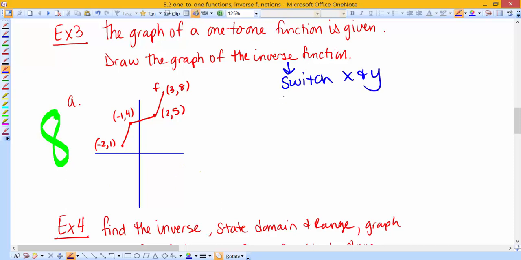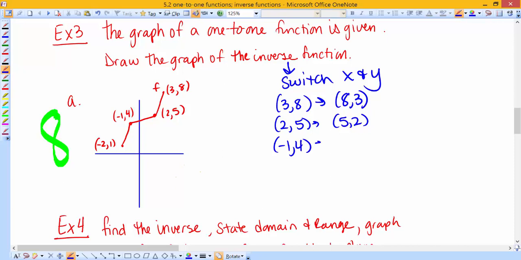x and y. So if I have the point 3, 8, that is going to become 8, 3, and so on and so forth. 2, 5 becomes 5, 2. Negative 1, 4 is going to become 4, negative 1. Notice how I am not changing the signs. Negative 2, 1 becomes 1, negative 2. I'm just switching their spot. That's all I'm doing. So now I'm going to go ahead and plot those points.